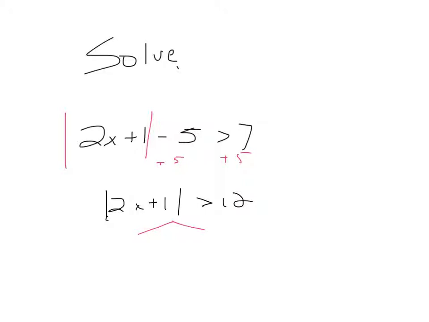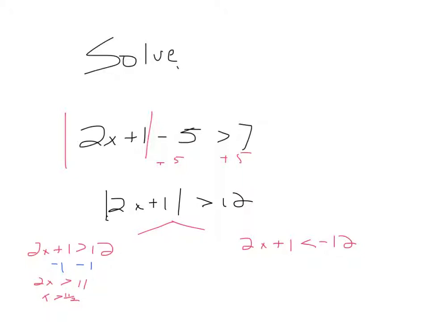So when I do that, I now have 2x plus 1 is greater than 12 on the left side. 2x plus 1 is less than negative 12 on the right side. I'm going to solve for x on both sides. And when I do so on this left, I now have x is going to be greater than 11 over 2. If you can see that, that is 11 over 2. All right, next one.